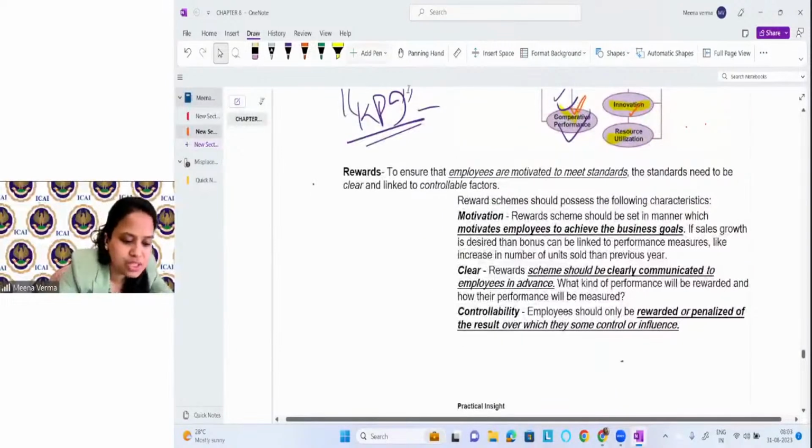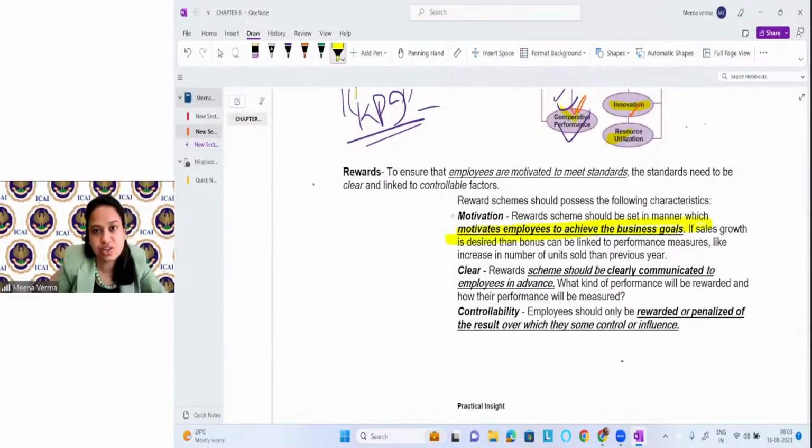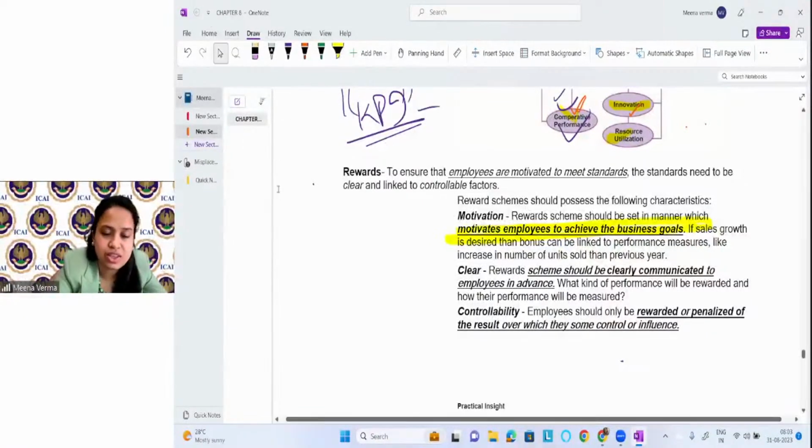So motivation means it should motivate the employee to achieve the goal. You will always reward the employee in such a way that the employee always wants to achieve the goal of the company. Reward them so that they are always interested to achieve the goal of the company, the business goal. Okay. So reward the employee in such a way that they are always interested in achieving the goal of the company.